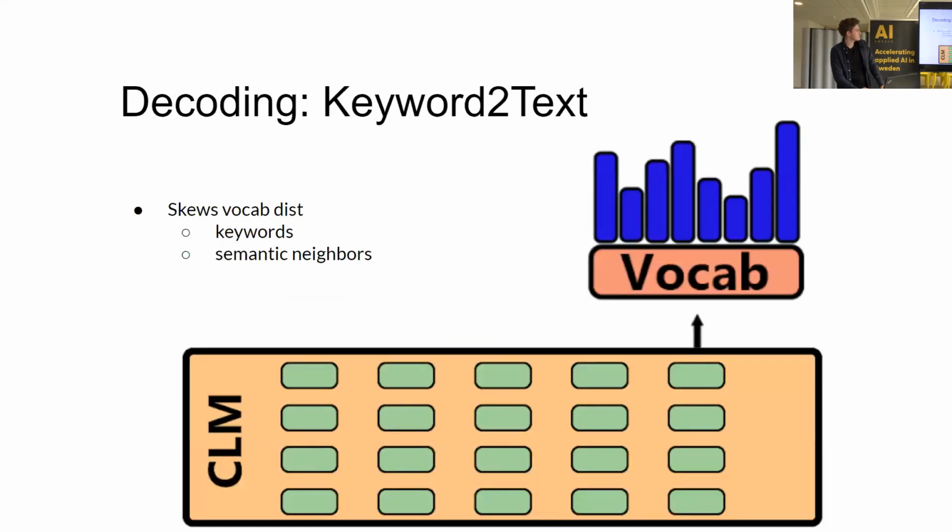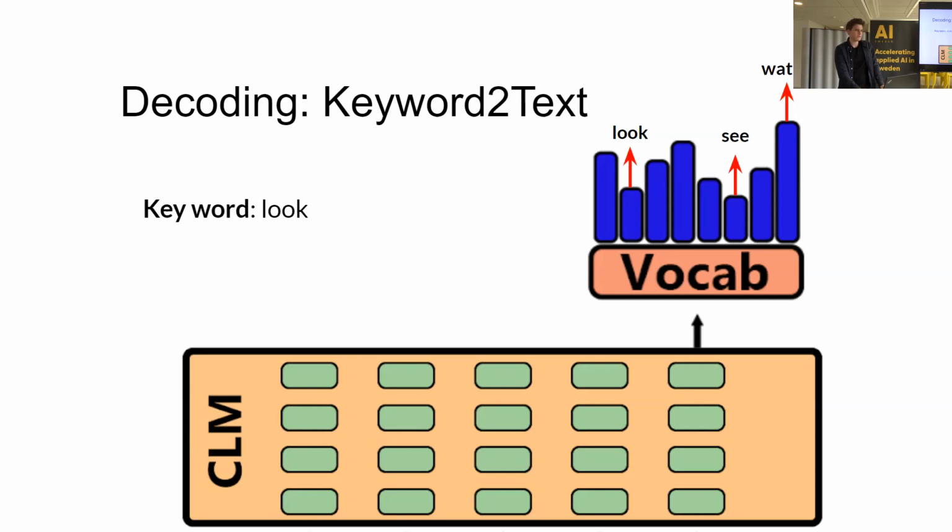And for decoding strategies, first we have keyword to text, which skews the vocabulary distribution during inference towards some keywords and its semantic neighbors. So if we have the keyword look, it will then skew the probability distribution to increase the probability for look, and also for its semantic neighbors. So for example, see and watch.